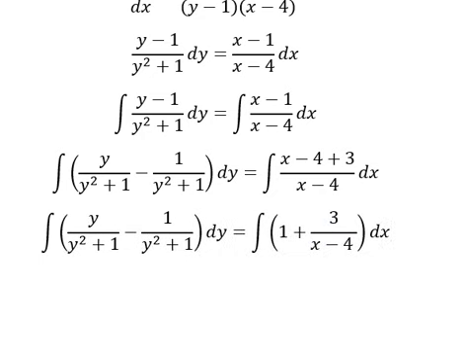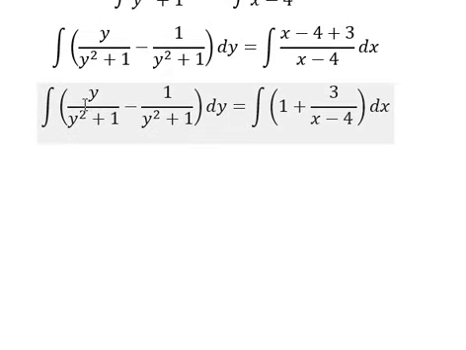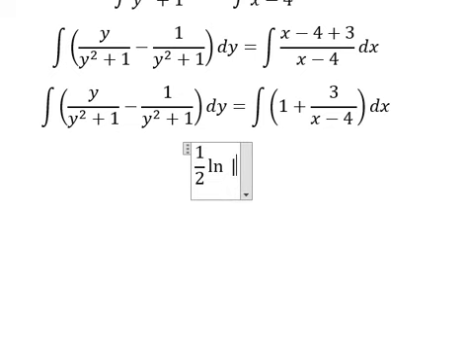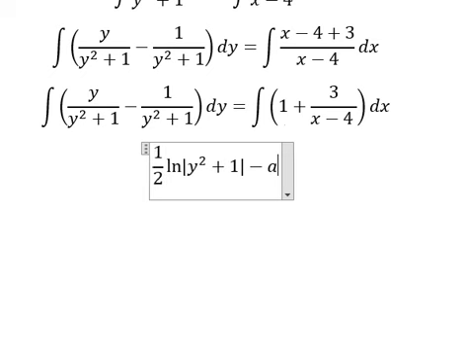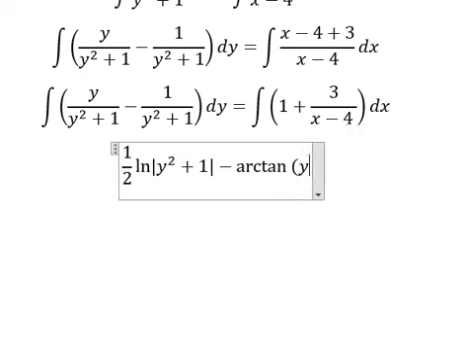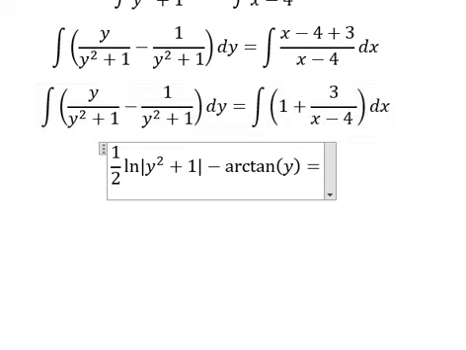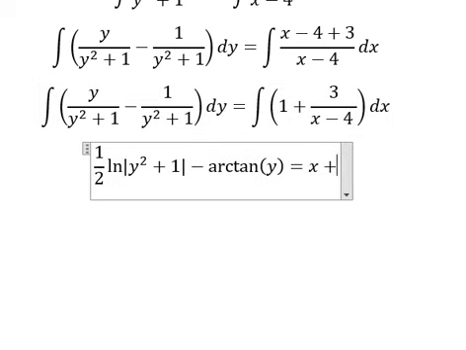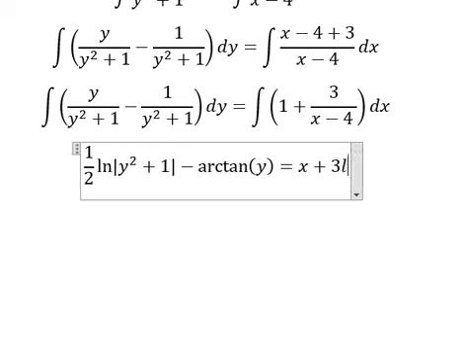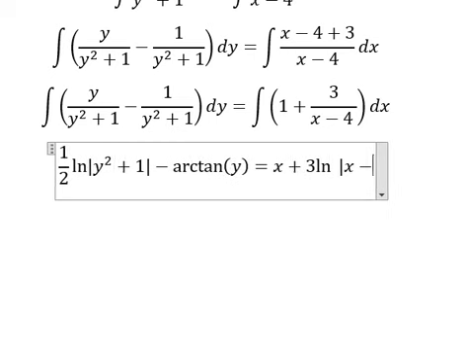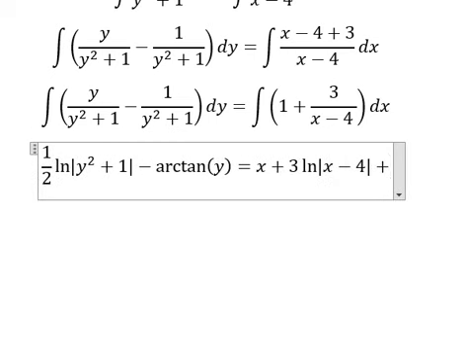And now we have the final answer. The integration of this one, we have 1 over 2 ln of the absolute value of y squared plus 1. The integration of this one, we have arctan of y. The integration of number 1, we have x. The integration of this one, we have number 3 ln of the absolute value of x minus number 4, and I will put c.